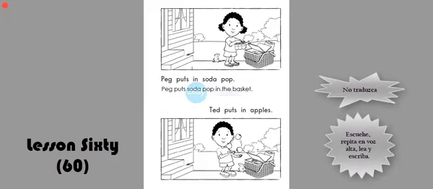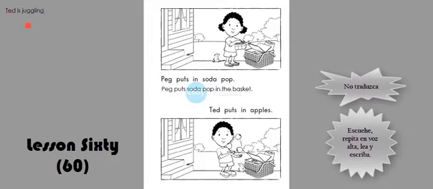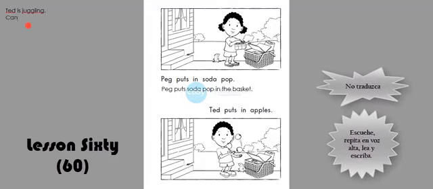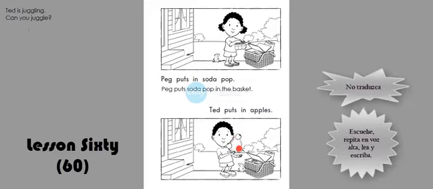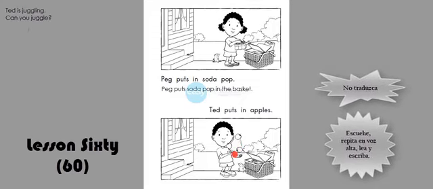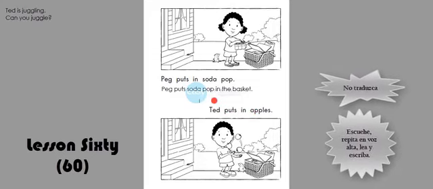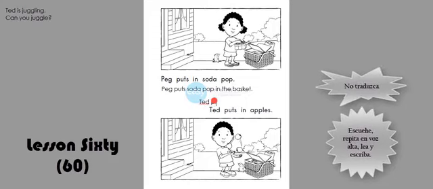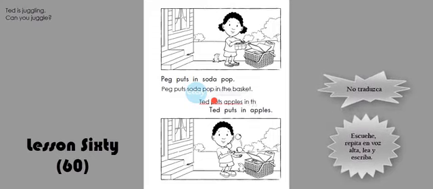Let me write this. Ted is juggling. Can you juggle? Look here, he's juggling 3 apples. I cannot juggle. What about you? Ted puts in apples. Ted puts apples in the basket. In the picnic basket.